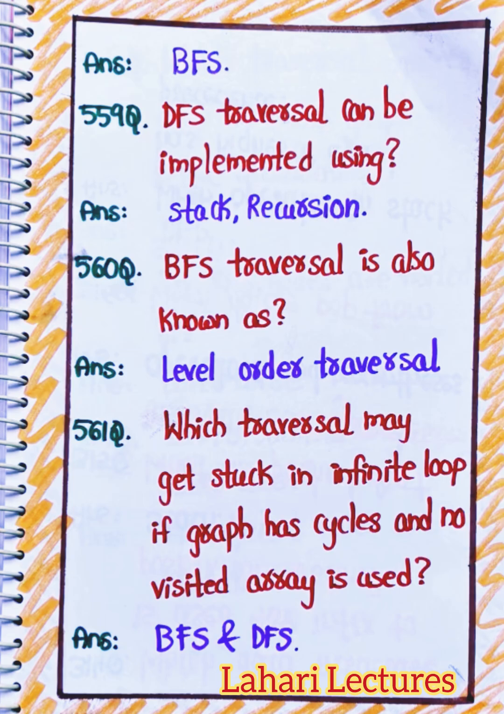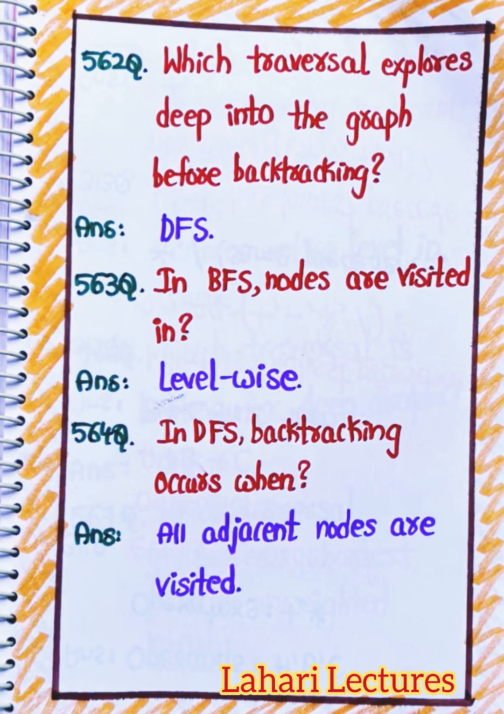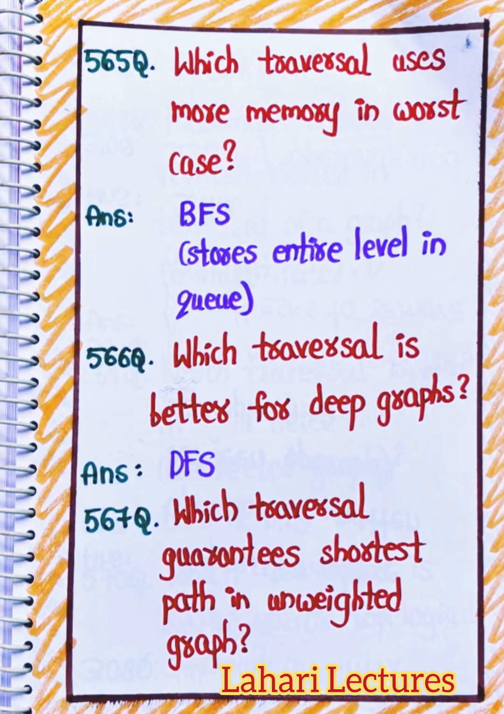BFS and DFS. Which traversal explores deep into the graph before backtracking? DFS. In BFS, nodes are visited level wise. In DFS, backtracking occurs when all adjacent nodes are visited. Which traversal uses more memory in worst case? BFS stores the entire level in the queue.